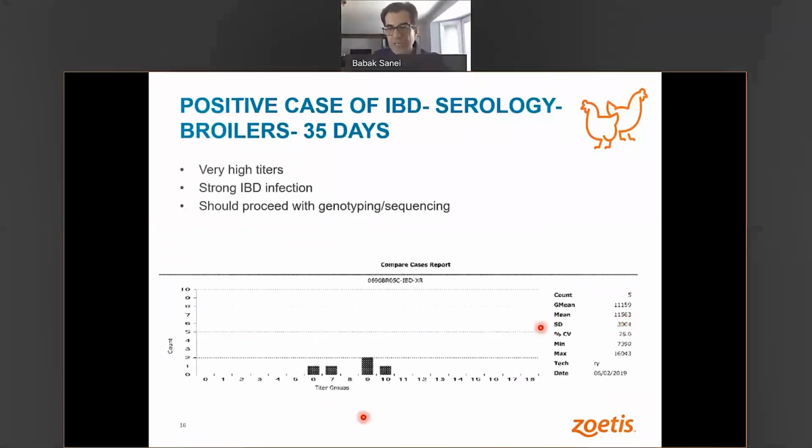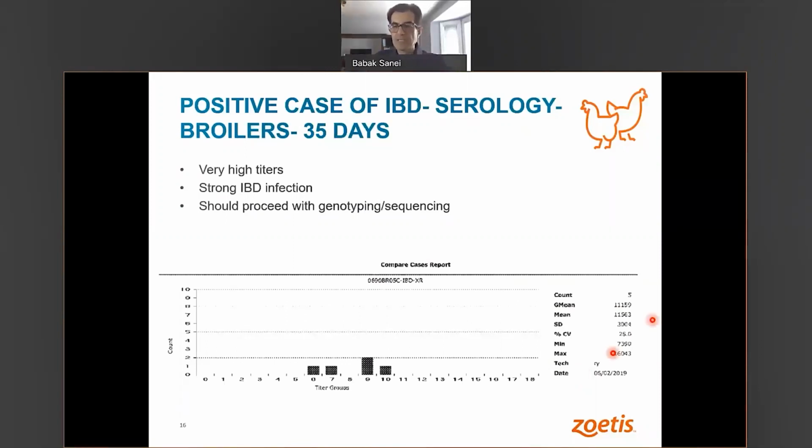Look at that. When you look at the mean or geometric mean, you have an 11,000 titer. For a broiler flock, it doesn't matter what vaccine you use. At 35 days of age, you do not have 11,000, regardless of whatever vaccine you use. So that's a clear, very strong suggestion that you do have IBD infection. Do not ignore that, even if you don't see a very clear-cut performance issue, because it will come and bite your return on investment eventually.